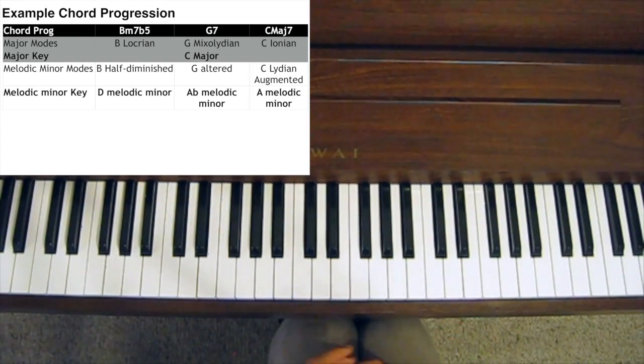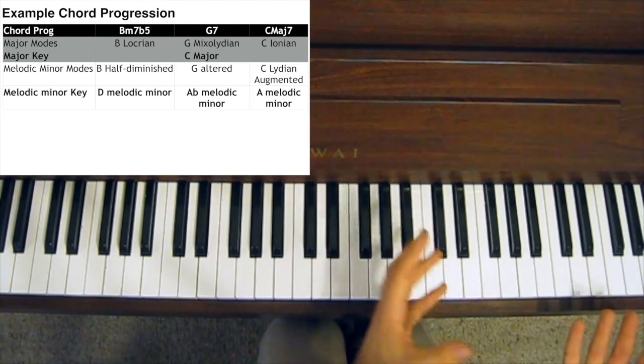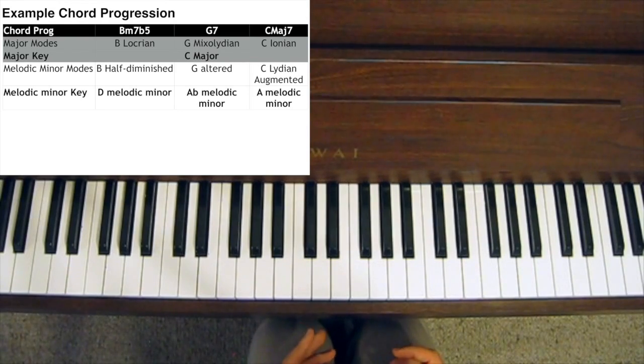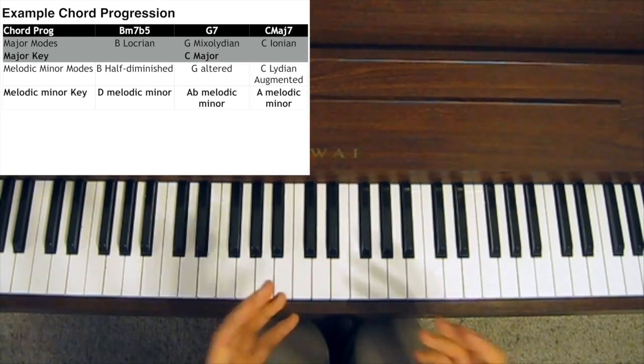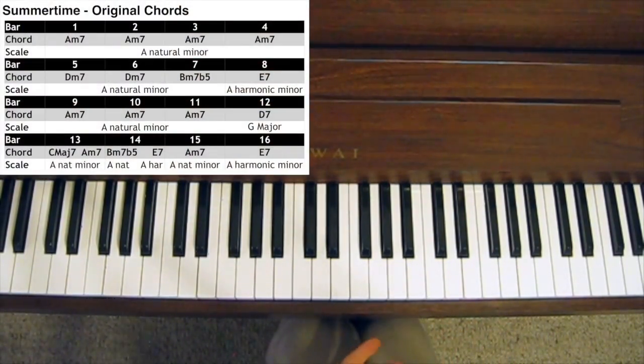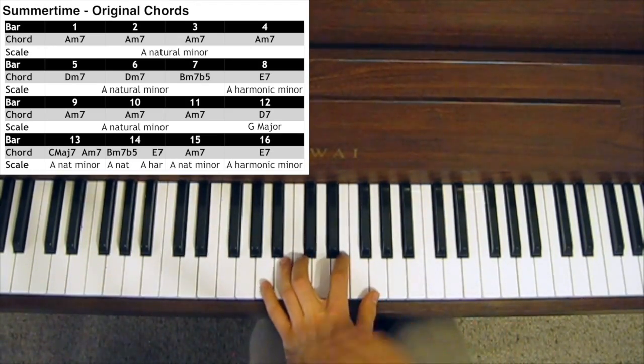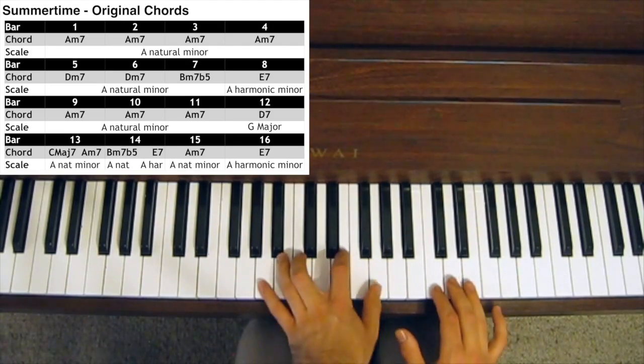So in the same way that you can substitute in modes derived from the melodic minor scale into a given chord progression, you can also substitute in chords derived from the melodic minor scale into a given chord progression or song. So to give you an example of how this is done, let's take the song Summertime. Now first let's play it just with the standard chords, the really basic absolute skeleton chords. If we do that, it sounds like this.